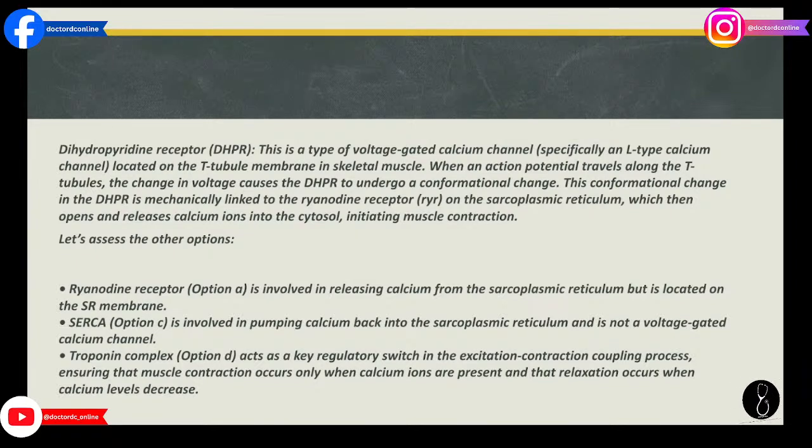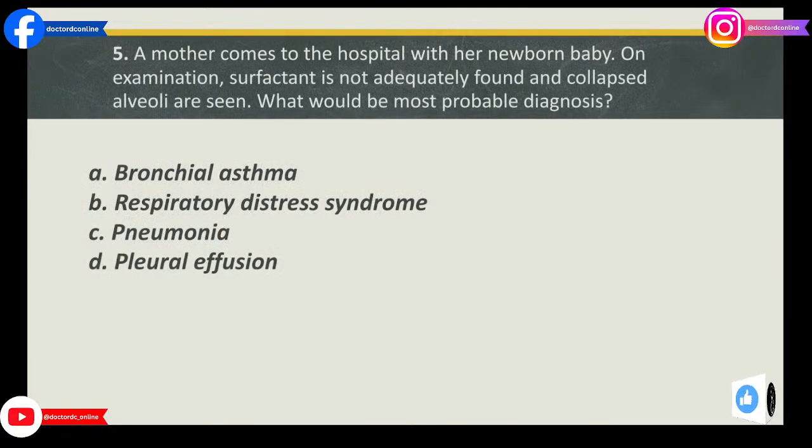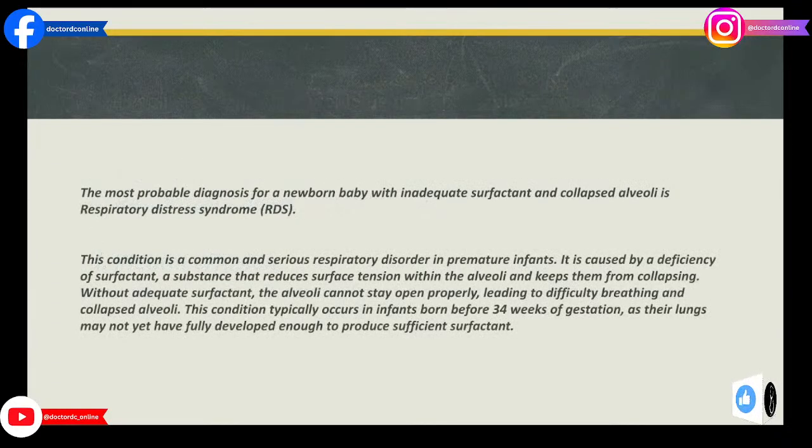In question 19, a newborn has collapsed alveoli and insufficient surfactant. The options are option A, bronchial asthma, option B, respiratory distress syndrome, option C, pneumonia, and option D, pleural effusion. This presentation is typical of neonatal respiratory distress syndrome. The correct answer is option B, respiratory distress syndrome.